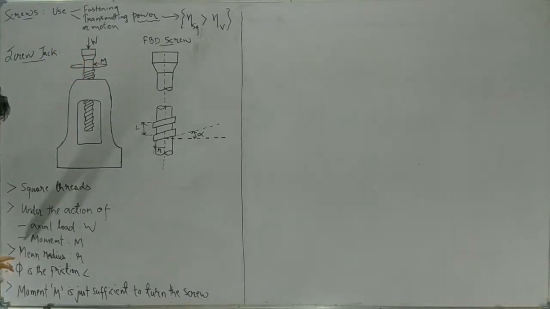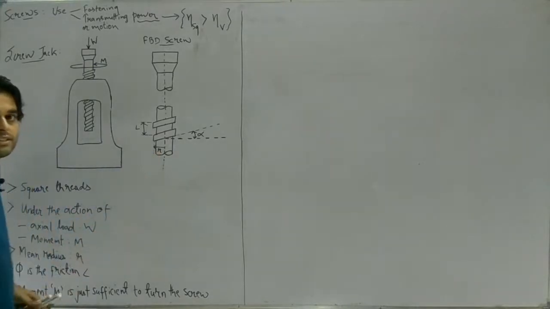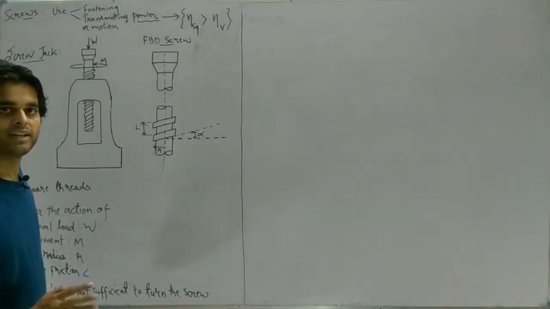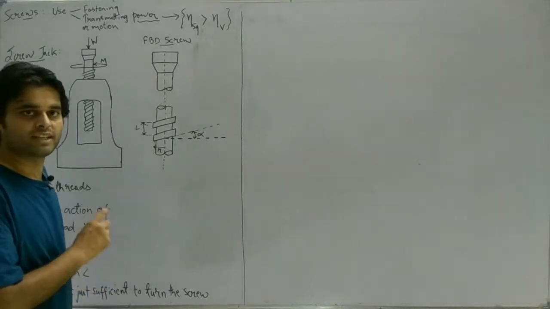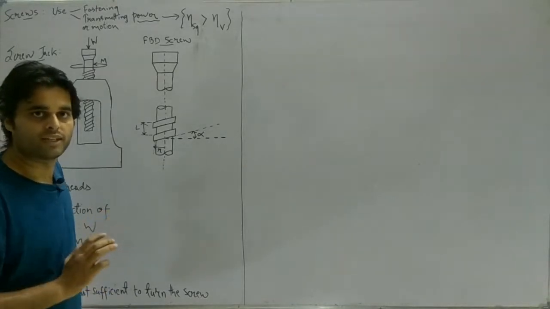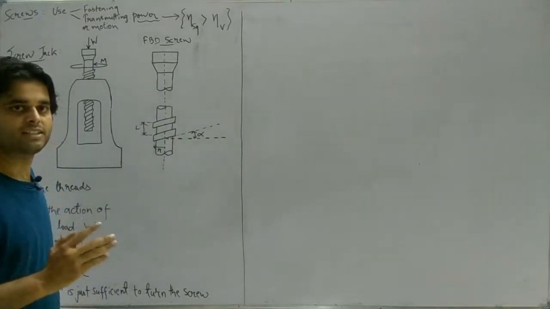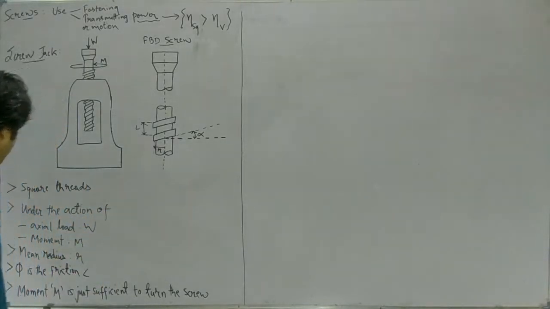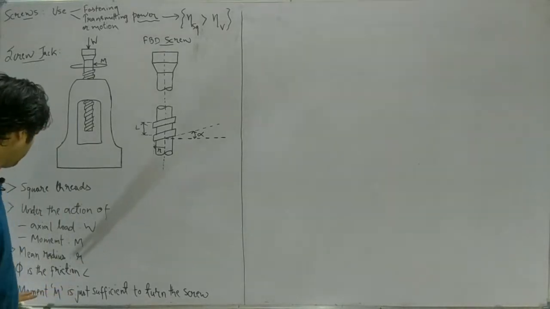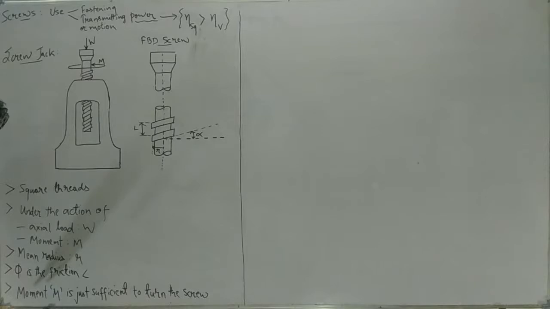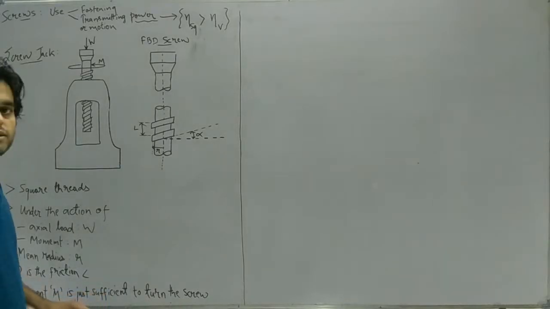Now R is the mean radius. This R I've shown here is the mean radius. So mean radius is nothing but the average of the crest radius and the root radius. So mean radius is just midway between the crest and the root radius. Now phi is the friction angle. We all know this.